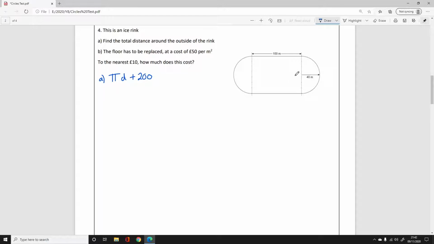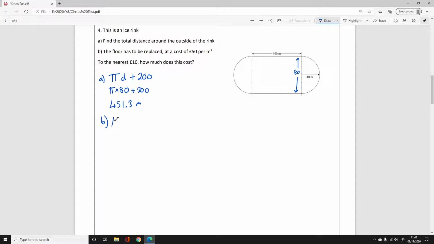Diameter of the ice rink is 80 because the radius is given as 40. So we need to do pi times 80 plus 200. And so overall, the distance around that rink would be 451.3 meters, or thereabouts. It says that the floor is replaced at a cost of £50 per square meter, and we want to know how much this costs.